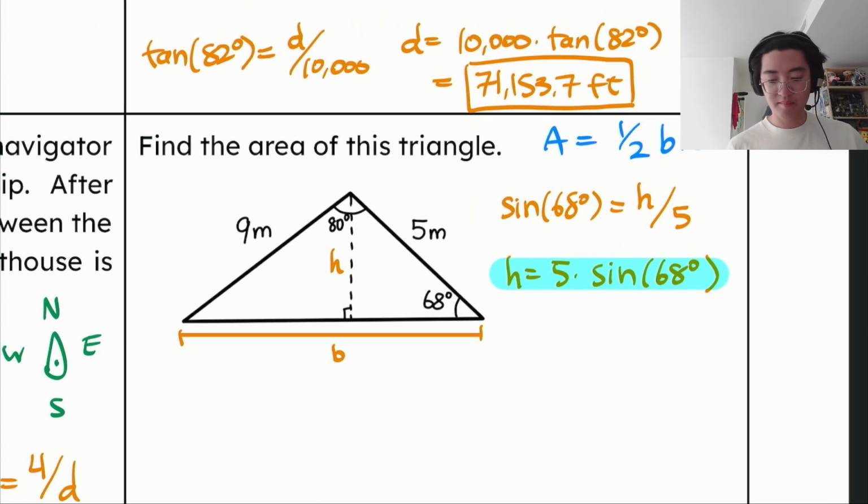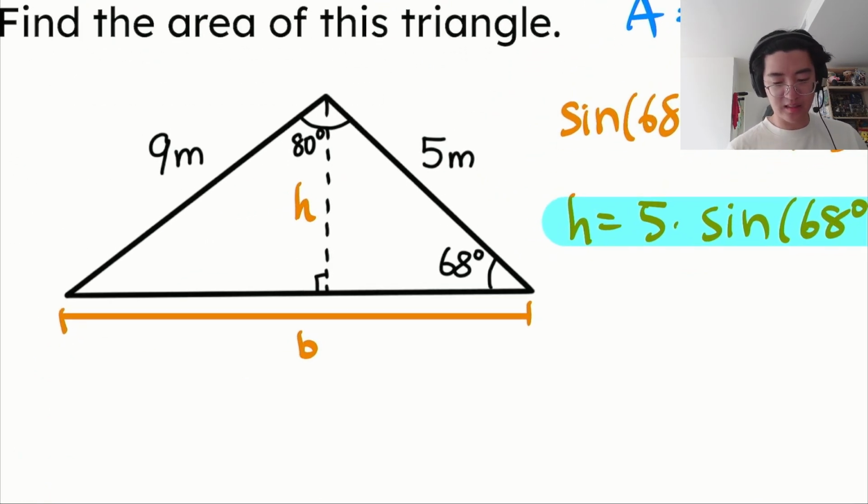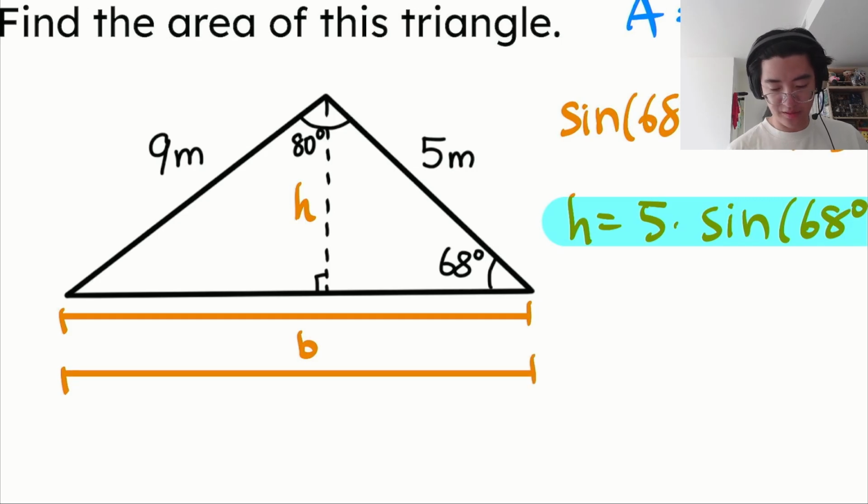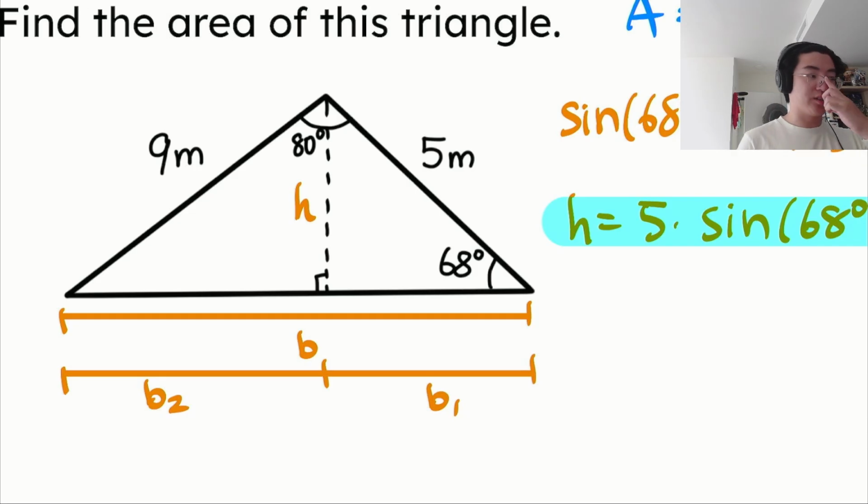Okay, how about the base? Notice that this is not a right angle here, so we can't really find the base directly by using this triangle. But we notice that we have two separate triangles here. If we add up the base of this triangle and the base of this triangle, we can find the total base of this big triangle. So we can split this into B1 and B2, the two different bases of the triangle.